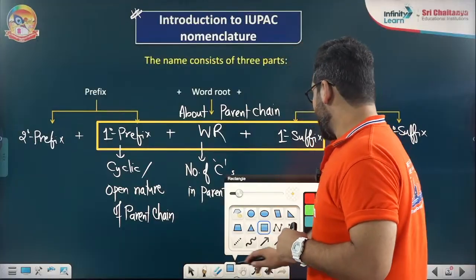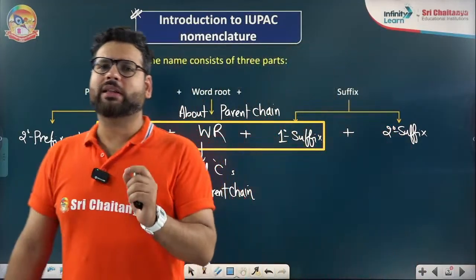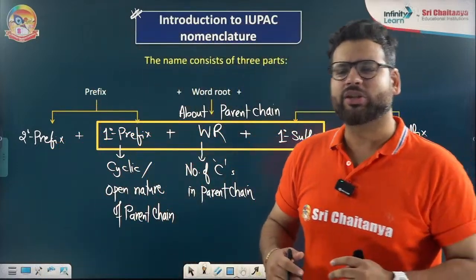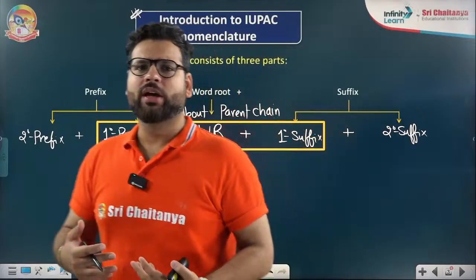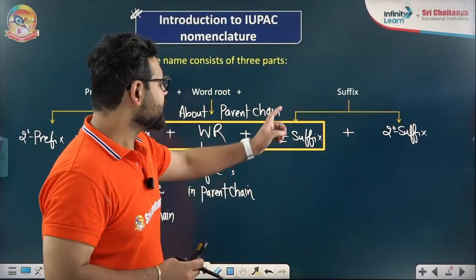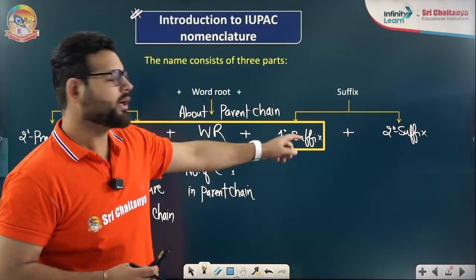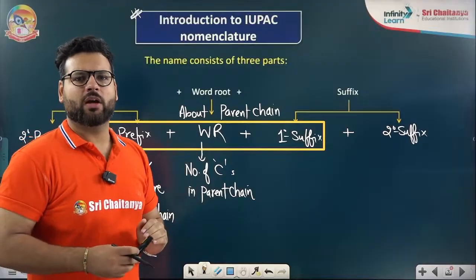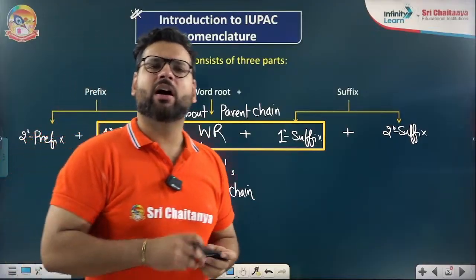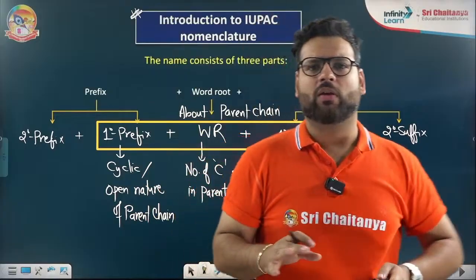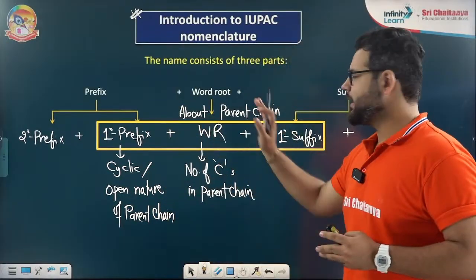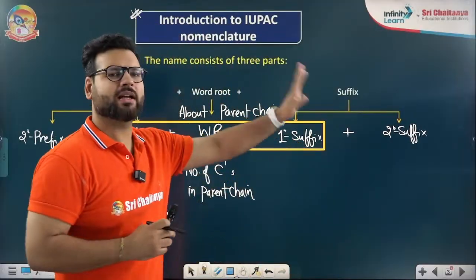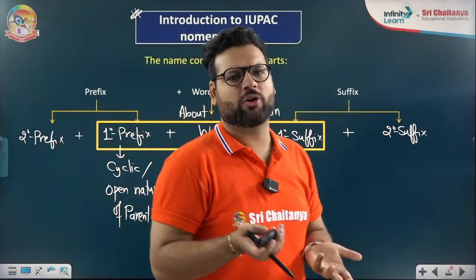Then, after knowing this, we want to know whether our parent chain is saturated or unsaturated. Whether our parent chain has any pi bonds or no pi bonds. If parent chain is saturated, our primary suffix will tell us. Beta, these 2 things are a must in a compound. Every name must have a word root and a suffix. Like methane, ethene, butene. So these 2 are the must. Others may be present, may not be present.